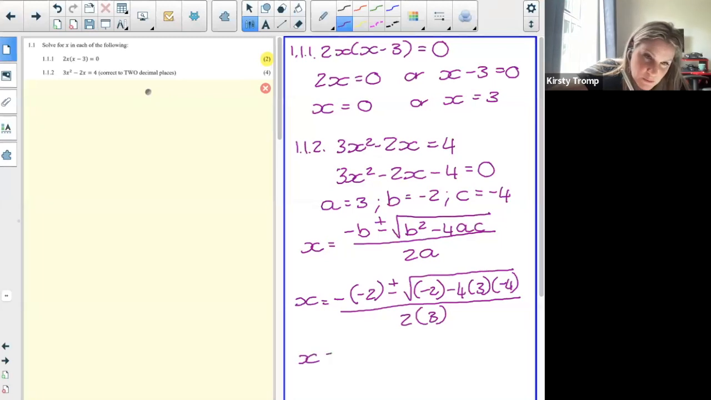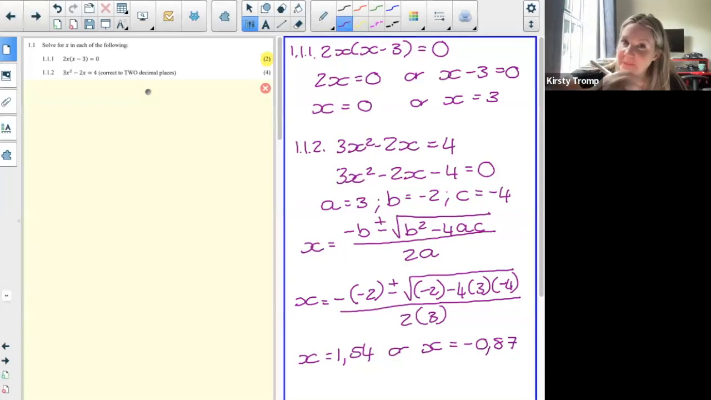So therefore, x will be equal to... I'm seeing some of you are giving me the answers there. Thanks, guys, because I left my calculator in the other room after I told you guys to fetch your calculators. So thanks so much for the help. x equals 1,54, or x equals -0,87. Awesome.